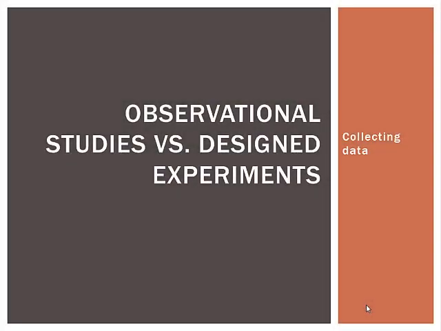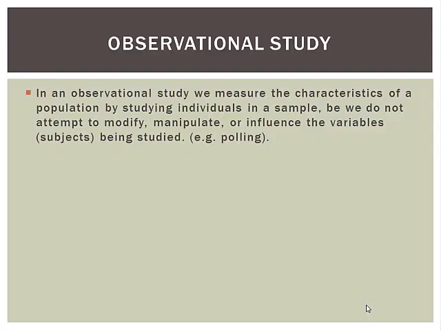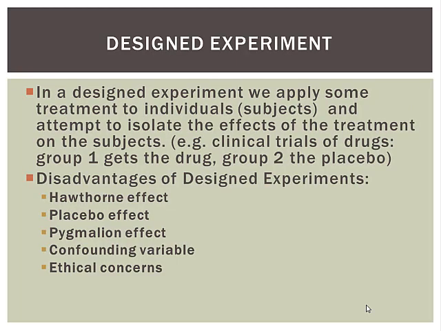In this lesson, we're going to look at observational studies versus designed experiments. So in an observational study, we measure characteristics of a population just by studying individual samples. We don't attempt to modify, manipulate, or influence the variables being studied. For example, when we poll somebody, we just ask them questions. We don't attempt to separate into groups and do one group one way, one group another way. We just kind of see what's happening.